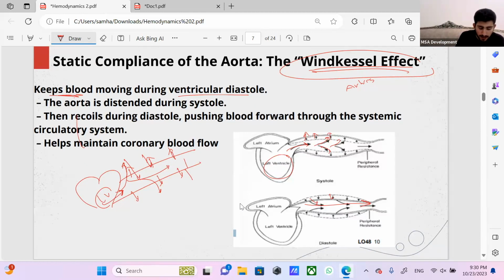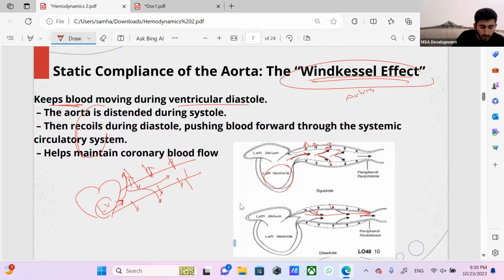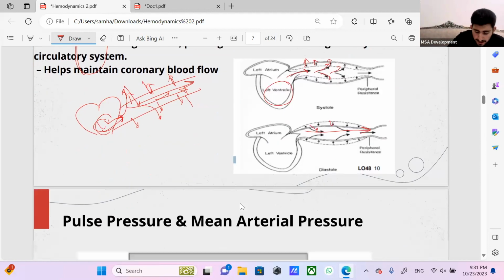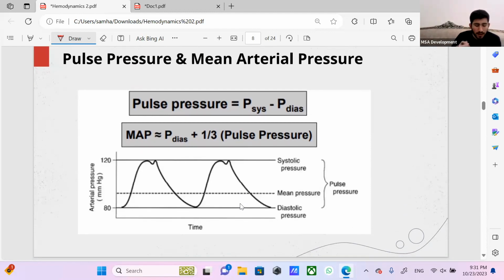And this is the explanation of whatever I explained. There's no need to know this word by word, just understand the phenomenon. Like left ventricular contraction will cause the aorta to expand, blood will not know where to go, then elastic recoil of the aorta will push the blood forward, and that's it. That's the Windkessel effect. Now let's talk about pulse pressure and mean arterial pressure, and it's simple.